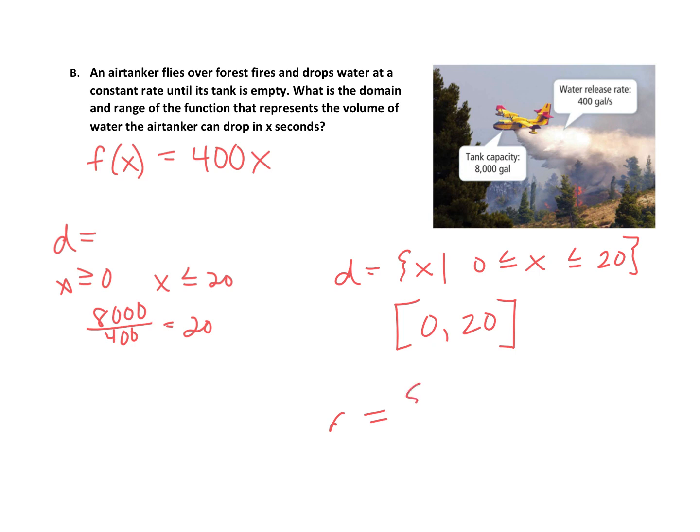So in interval or set notation, the range is all your y's such that 0 is less than or equal to y, which is less than or equal to 8,000. In interval notation, 0 is our smallest, 8,000 is our biggest. We do include the 0 and the 8,000, so those would get those brackets.